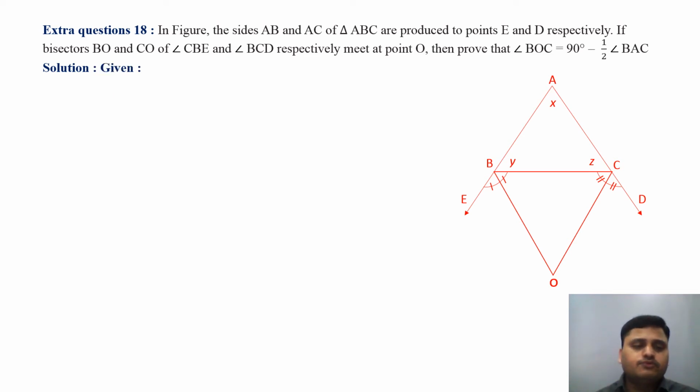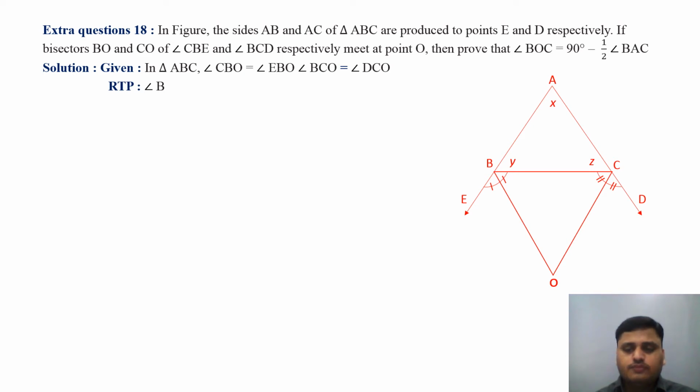Okay, let's begin the proof. We will write given. What is given? In triangle ABC, angle CBO is equal to angle EBO, because BO is the bisector. And angle BCO is equal to angle DCO because CO is the bisector. We need to prove, RTP, angle BOC is equal to 90 minus half angle BAC. Let's begin the proof.